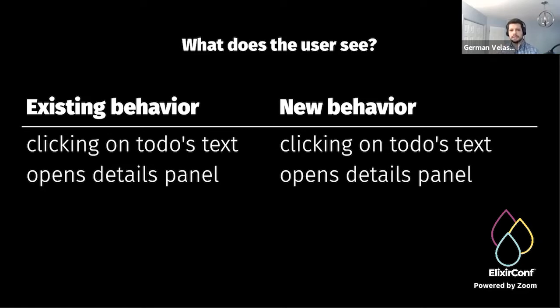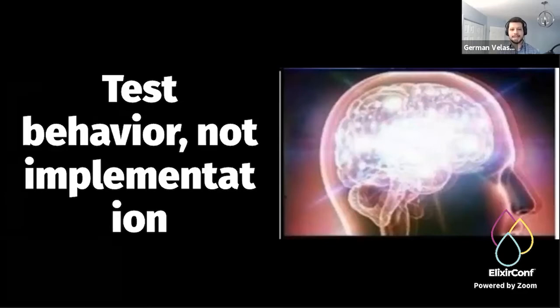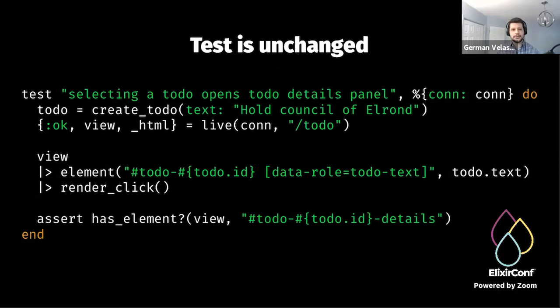The new behavior is that clicking on the to-do's text opens a details panel. And that's not a mistake, right? The behavior hasn't changed. So my advice is, again, test behavior, not implementation. In this case, our user doesn't see any behavior change, so our test is unchanged, right? You might say, well, I want to make sure that I can share a URL and visit that to-do in that state. And I think that's fine if you want to write a test for that in that scenario.